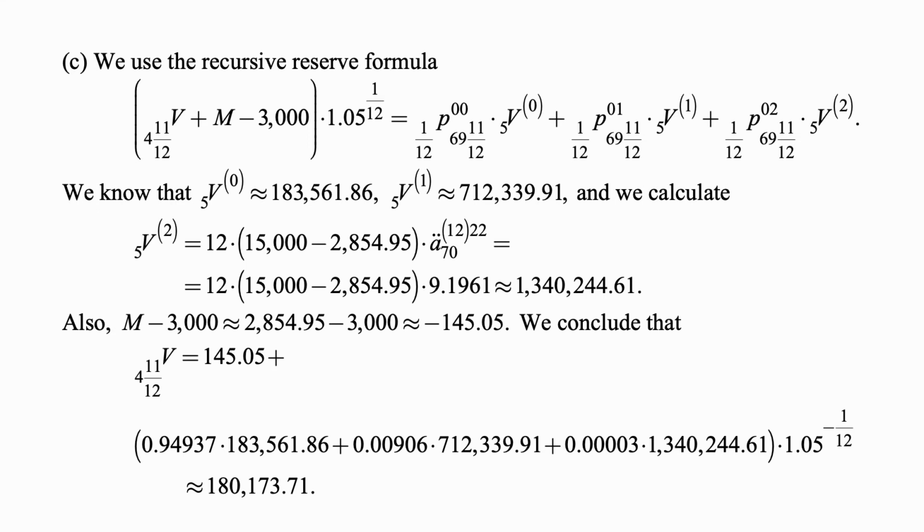For Part C, we use the recursive reserve formula: the reserve at policy duration 4 and 11/12, plus M minus 3,000, times 1.05 to the 1/12, is equal to 1/12 p69 and 1100 times the reserve in state 0 at policy duration 5, plus 1/12 p69 and 1101 times 5V1, plus 1/12 p69 and 1102 times 5V2.